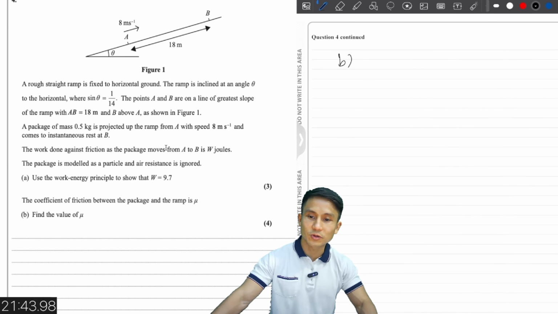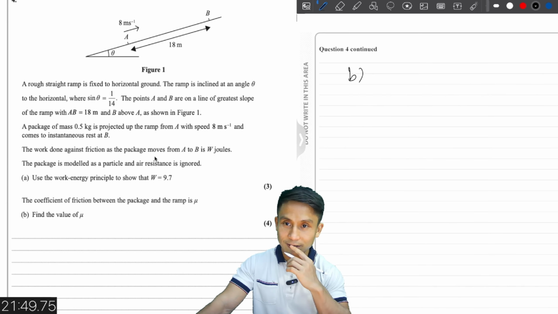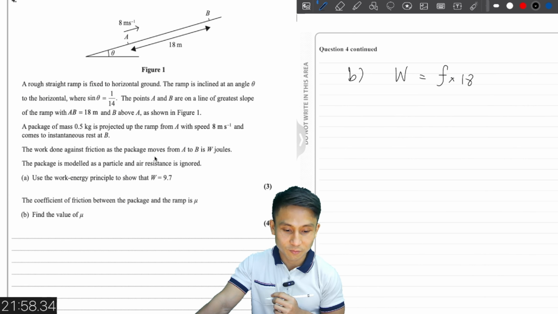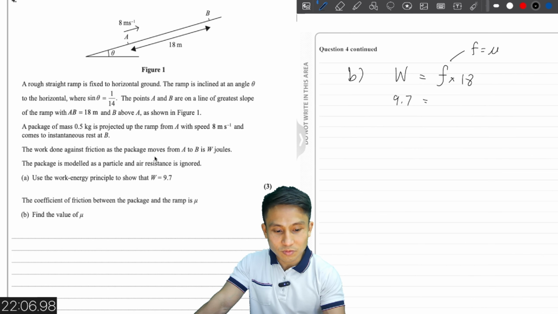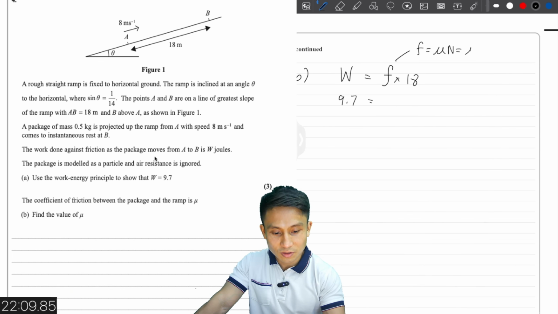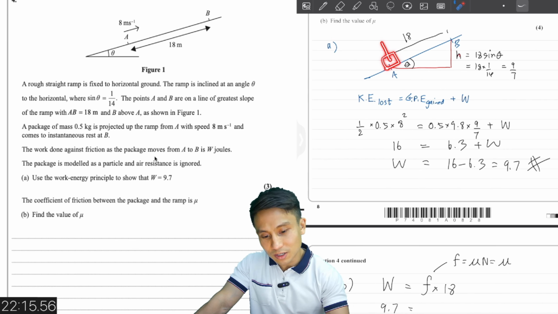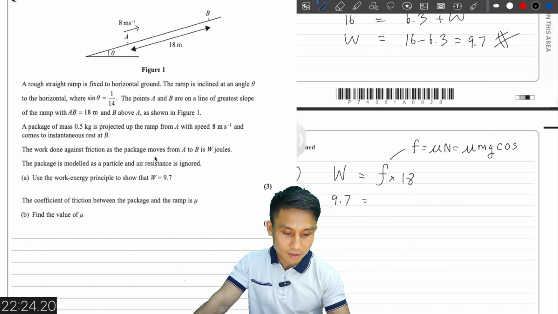Part B. The coefficient of friction between the package and the ramp is mu. Find the value of mu. Not too hard. The work done to overcome friction is going to be equal to F times 18, because work done is force times distance along the force. So 9.7 equals F times 18, where friction F equals mu times N. When you are moving up the slope, the normal reaction is just mg cos theta.